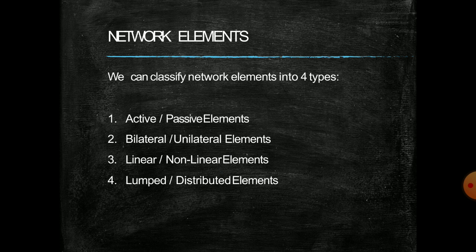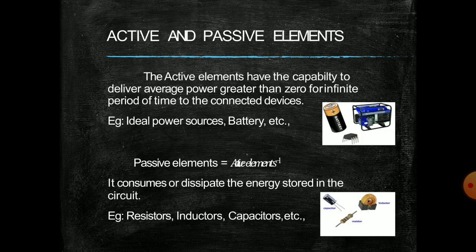Next part is network element. We can classify network elements into four types. What are these four types? First, active and passive elements; bilateral and unilateral elements; linear and non-linear elements; lumped and distributed elements. We will elaborate on these in the next slides.